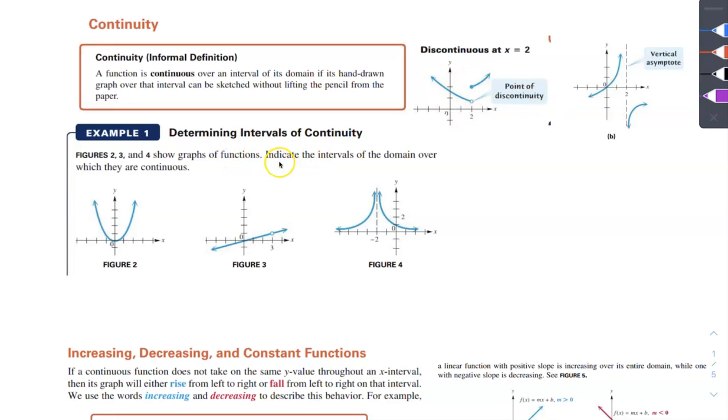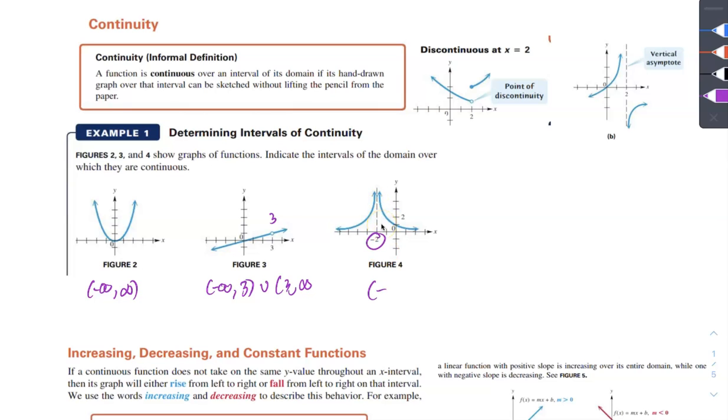So this problem wants us to indicate the intervals of the domain over which the graphs are continuous. On the first one here, it's from -infinity to positive infinity. On this one, it's from -infinity to 3. I have to stop at 3. Like 3 is the problem here. So it's going to go from -infinity to 3, and then I could go from 3 to infinity. The stop here is at 3. On this one, -2 is a problem.